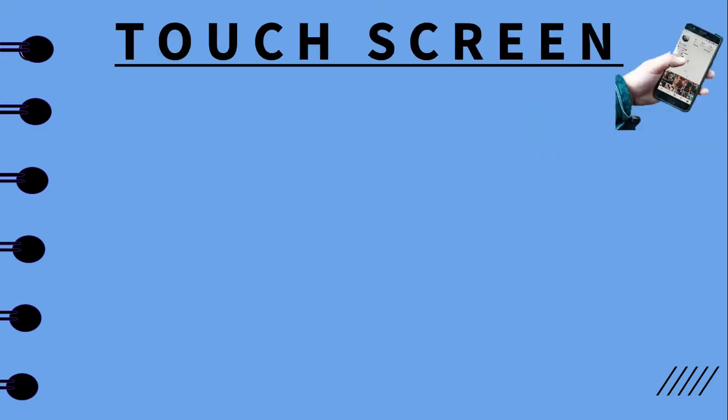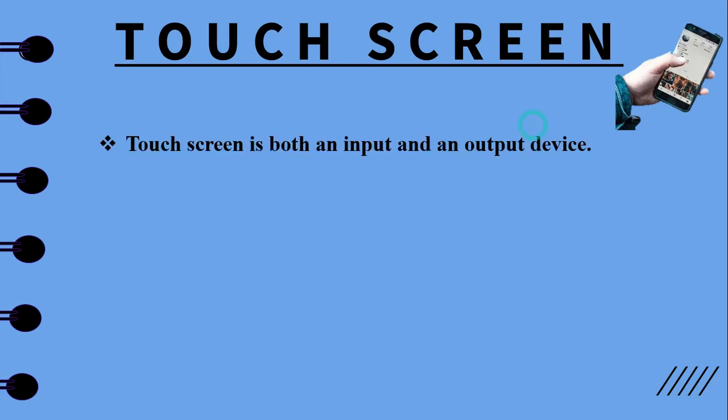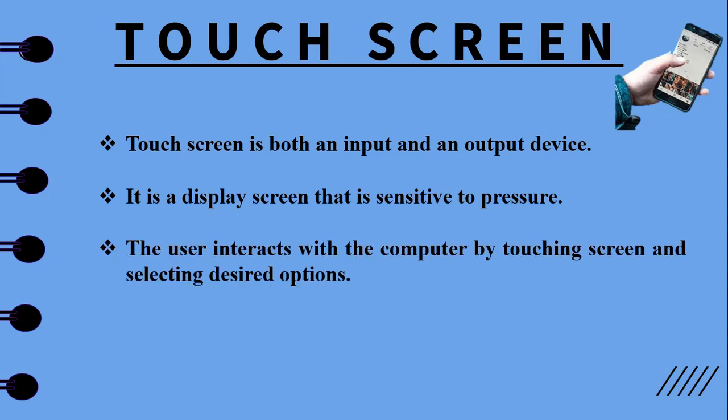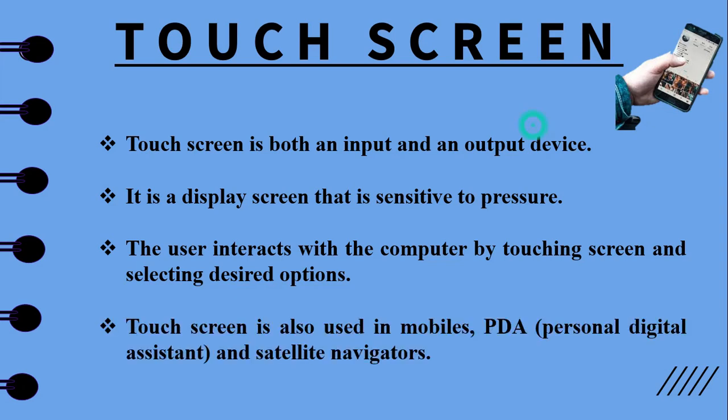Touch screen is an input as well as output device. It is a display screen that is sensitive to pressure. The user interacts with the computer by touching a screen and selecting desired options. Touch screen is also used in mobiles, PDAs, and satellite navigators.